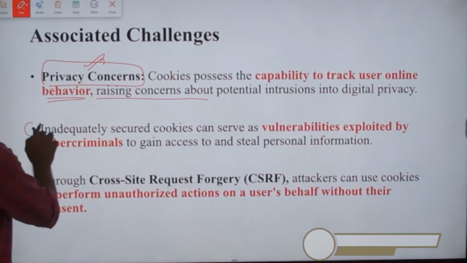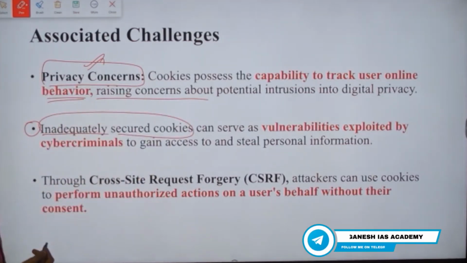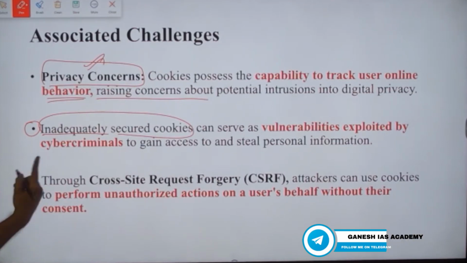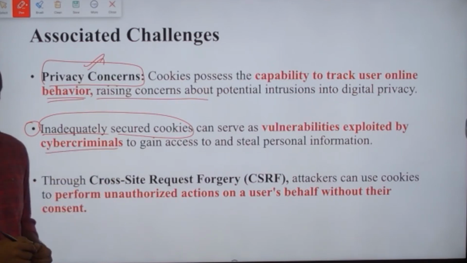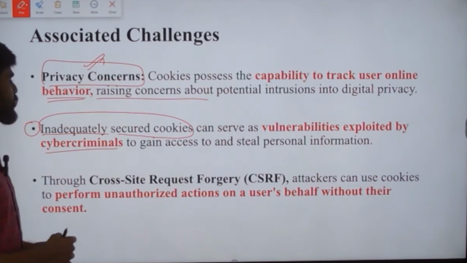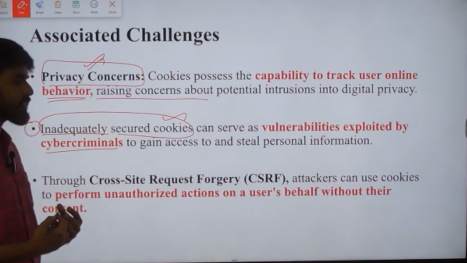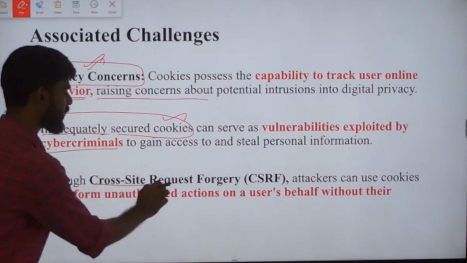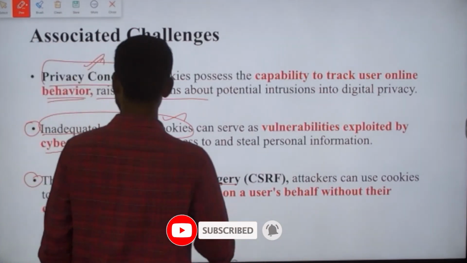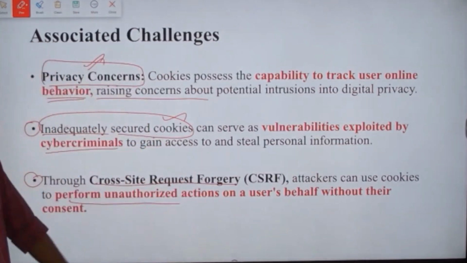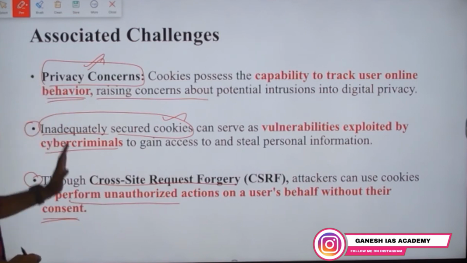Next, if the cookies are not adequately secured, then they can serve as vulnerabilities which can be exploited by cyber criminals to gain access to and steal personal information. This might also happen. So cookies have to be secured adequately, but there are chances that they may be inadequately secured. Next is cross-site request forgery. Attackers can use cookies to perform unauthorized actions on a user's behalf without their consent. This might also happen. So these are the negative sides of cookies.